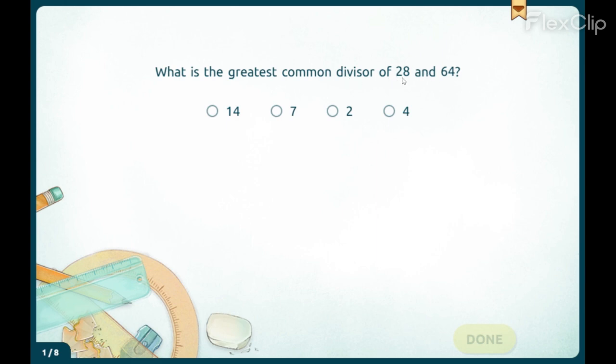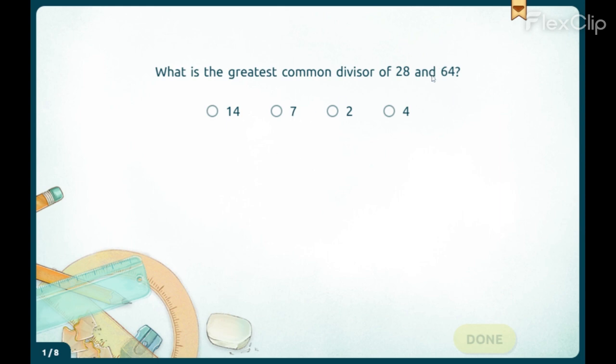The greatest common divisor for 28 and 64. What if it's number 2 or number 4 or number 7 or number 14? We have to double check each number, and we'll try to start with the largest number here, 14. 14 multiplied by 2 is 28. And what if we put 14 and 14, 28 and 28 together, 4 times 14? We'll get 56. We'll never get to 64 by counting by 14s.